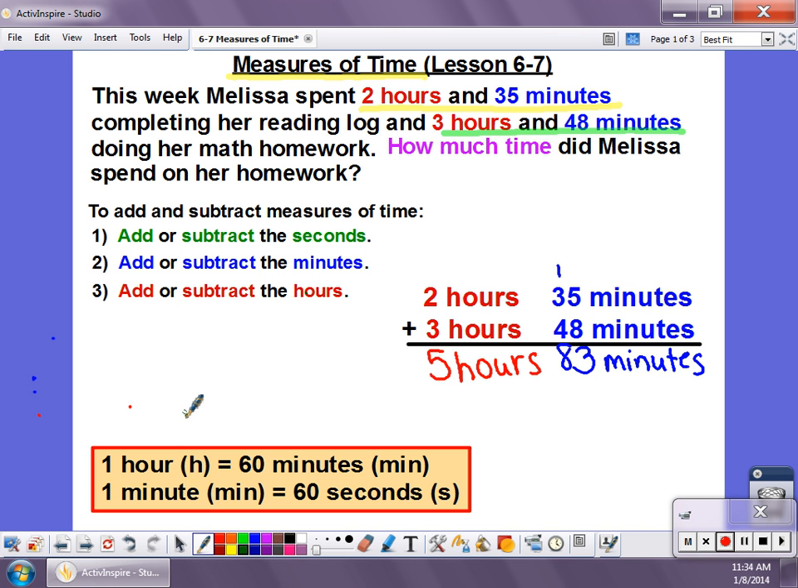So if I take away 60 minutes from here, that's going to leave me with 23 minutes. And that hour that I took away, I need to add to my hours column. So instead of 5 hours, I'm actually going to have 6 hours. So the amount of time it took Melissa to do her homework is 6 hours and 23 minutes.